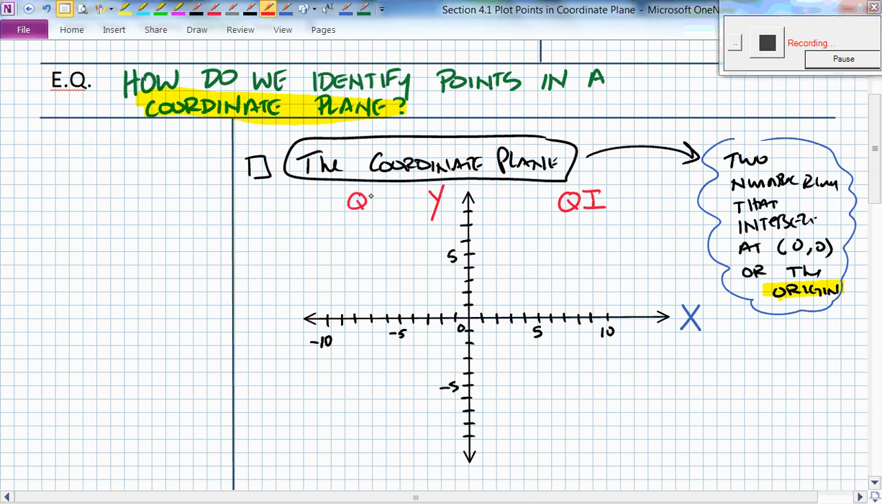Where's quadrant 2? Upper left. You guys got it. Where's quadrant 3? Lower left. You got it. Quadrant 3 is down here. And where's quadrant 4? Lower right. Good.